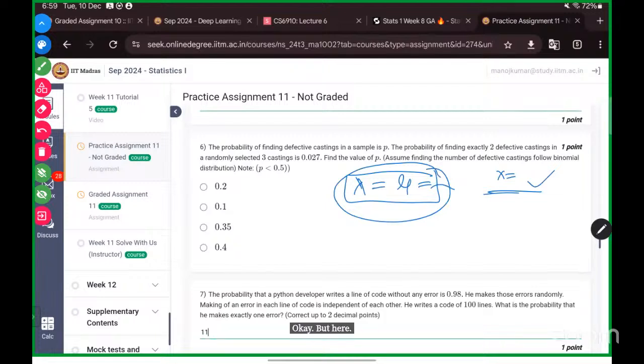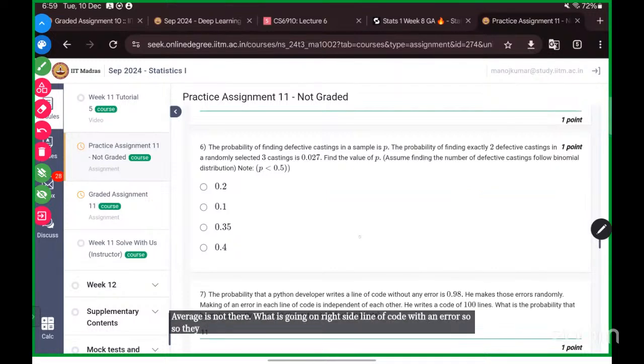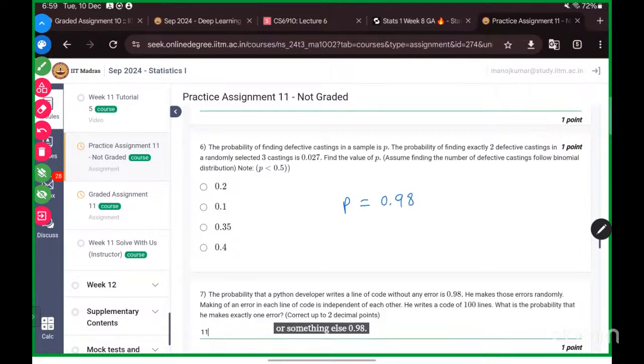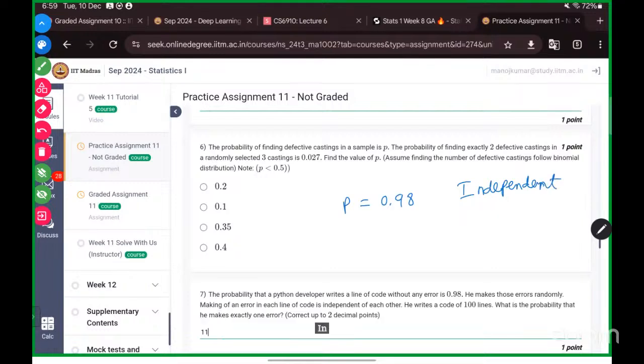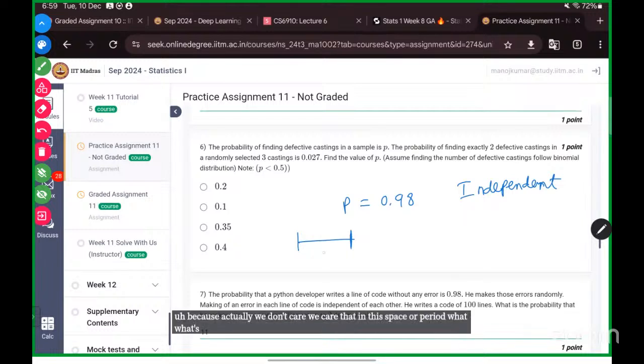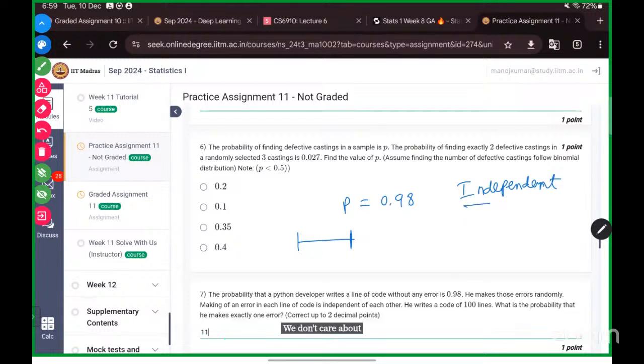But here, average is not there. What is given is the probability of writing a line of code without error, 0.98. Then they say the errors he makes randomly, which is okay, and that making an error in each line of code is independent. So now they're talking about independence. In Poisson we don't talk about independence, because we don't care. We care about what's happening in this space or period. But here we are talking about independence.